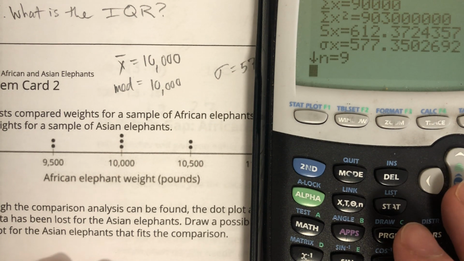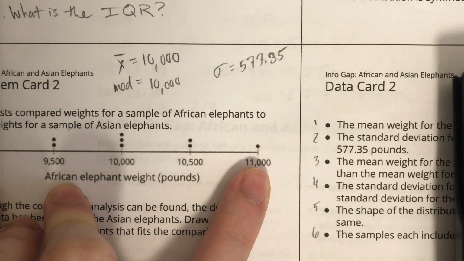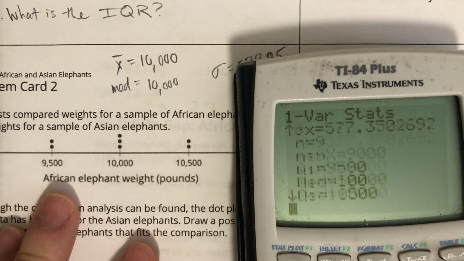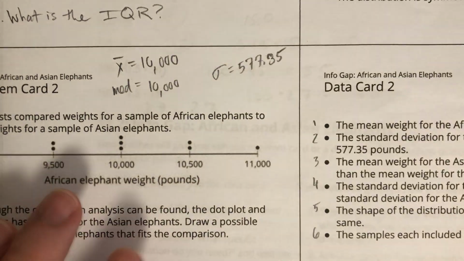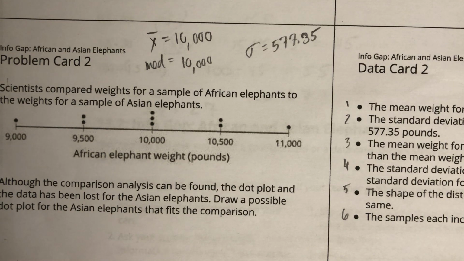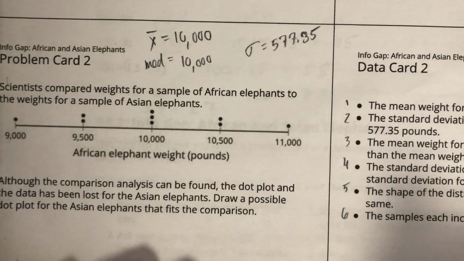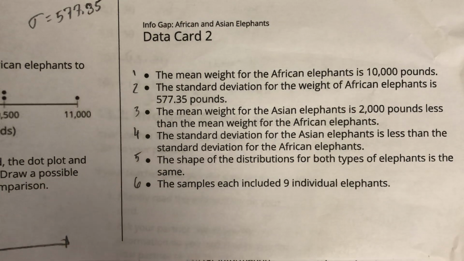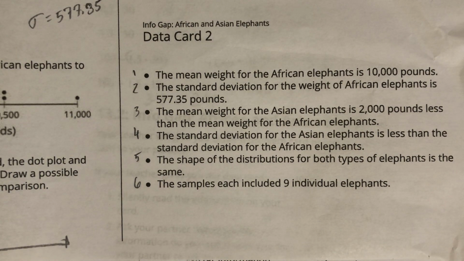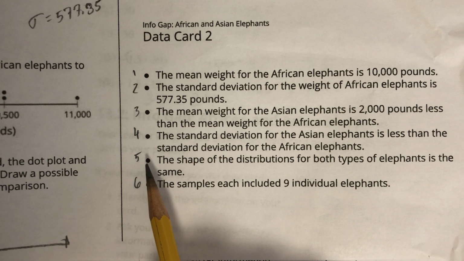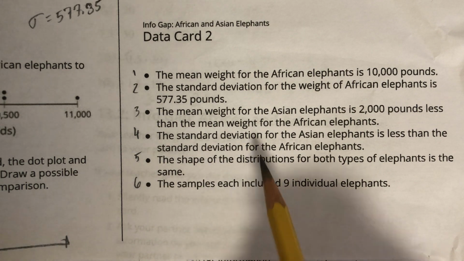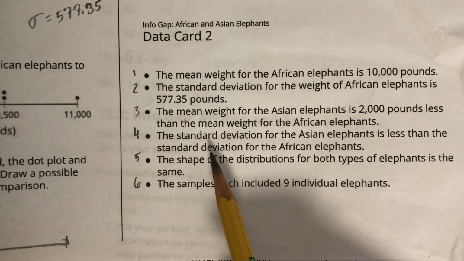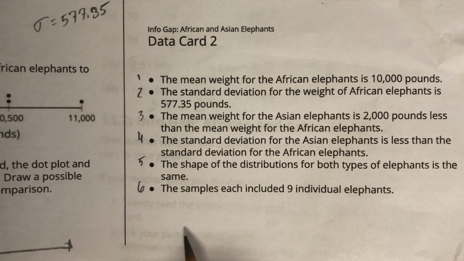I guess the min and the max I already know, so that's not something I can find out on my own. Let's double check that median just to be sure, and it is. So I can tell this is a symmetric distribution. So I would want to know when I'm making the other graph how the distributions compare. So where out of these 6 options is going to help me with my distribution? And so hopefully number 5 tells you that the shape of the distributions are the same, and that means that I'm going to have a bell-shaped or symmetric distribution for my Asian elephants as well.